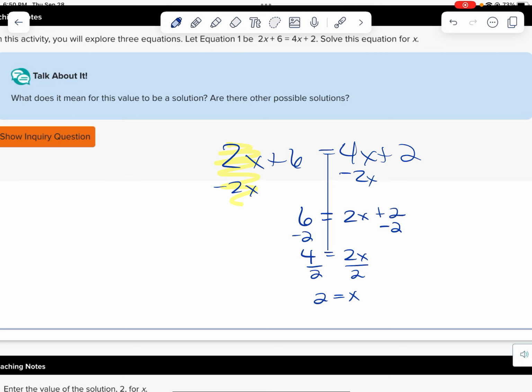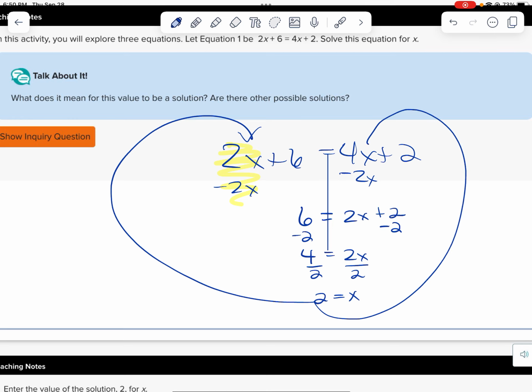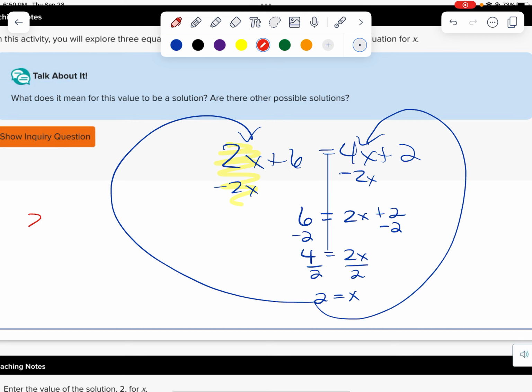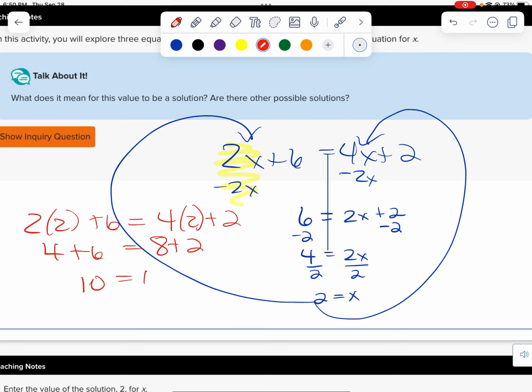What does it mean for this value to be a solution? It means that when I plug this number in up here for both of these x's right here, both sides of the equal sign will be equal to each other. So let me prove it real quick. I'm going to do red. So 2 times 2 plus 6 equals 4 times 2 plus 2. So that's 4 plus 6. This is 8 plus 2. 10 equals 10. Both sides of the equal sign equal each other. It means this is the answer to the question.